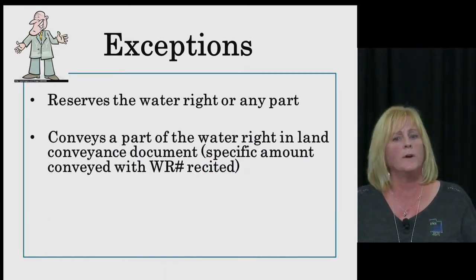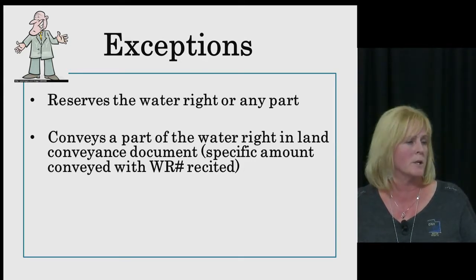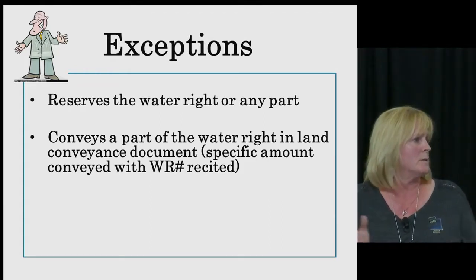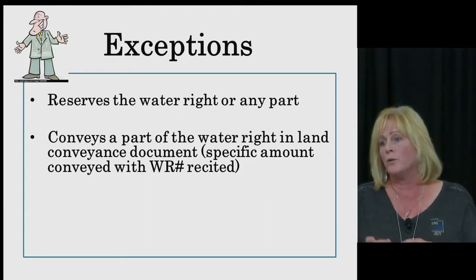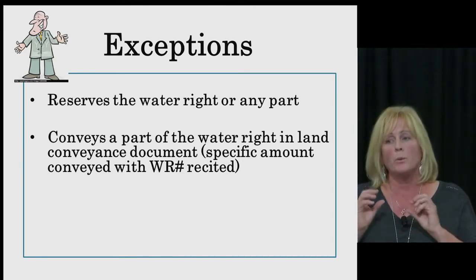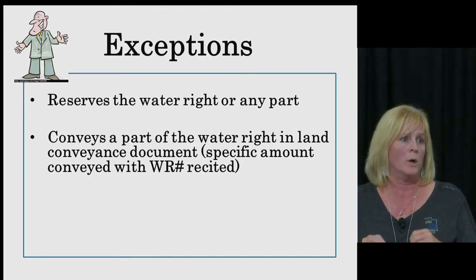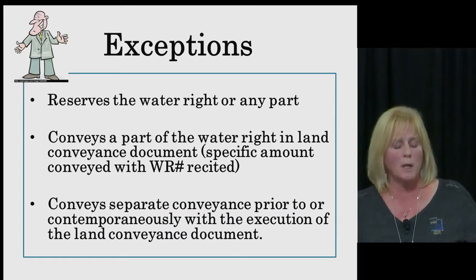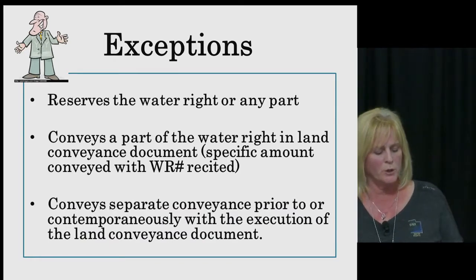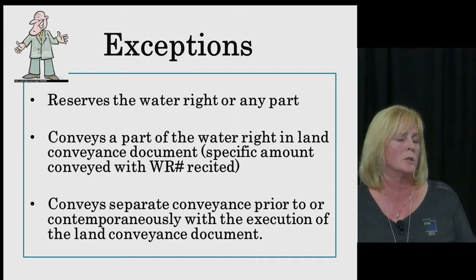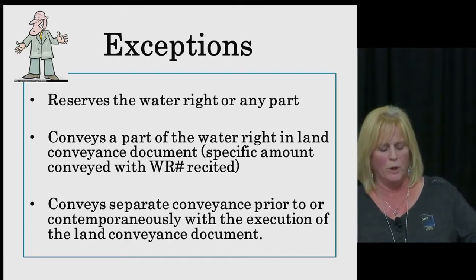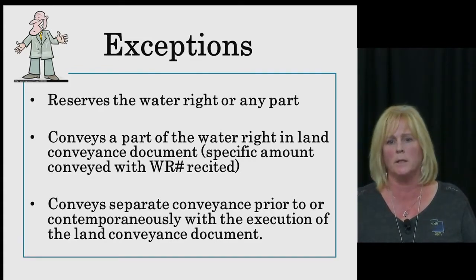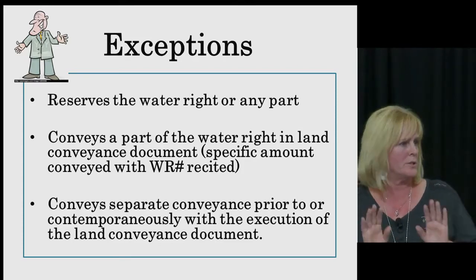Or the grantor conveys a part of the water right in the land conveyance document. So if it's a 4 acre feet water right, and you only convey 1 acre foot of water, and you list the water right number, the rest of the water right is reserved of that water right number. Or the grantor conveys in a separate conveyance document prior to or contemporaneously with the execution of the land conveyance document. So if you've got a water right deed that is recorded prior to the land deed, then the water and the land are severed. They're separated now.